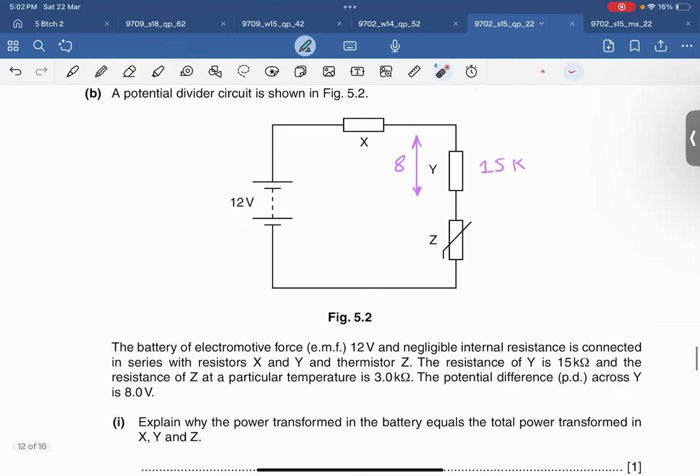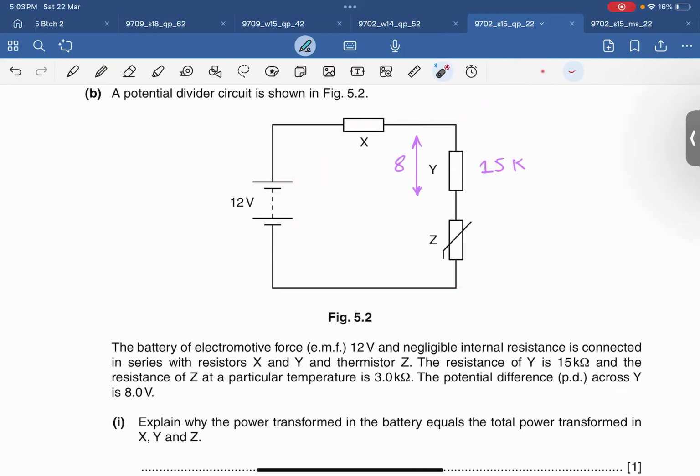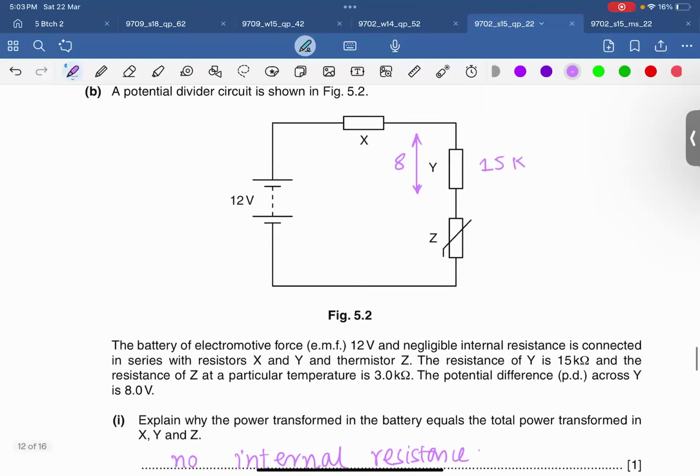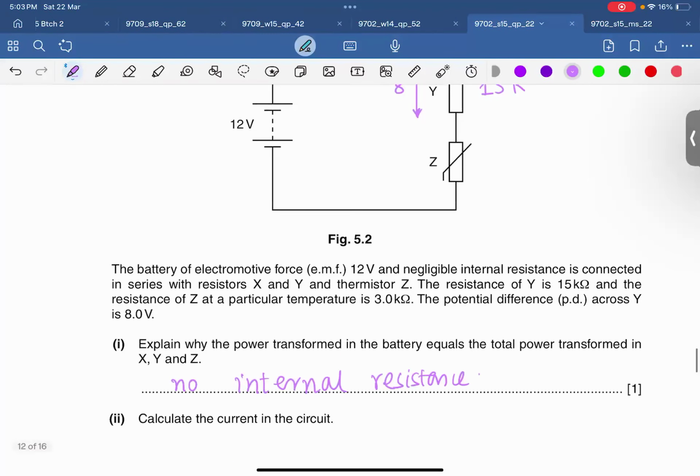Like whatever the power the battery has, it's giving everything it has to these three resistors. Okay, no power loss, nothing. Any suggestion? Why is that so? No idea. No internal resistance. Okay, so if you have the internal resistance, some voltage will be lost, and the remaining voltage drops across these three components. Right? Fine. चलो. Okay, please move on.